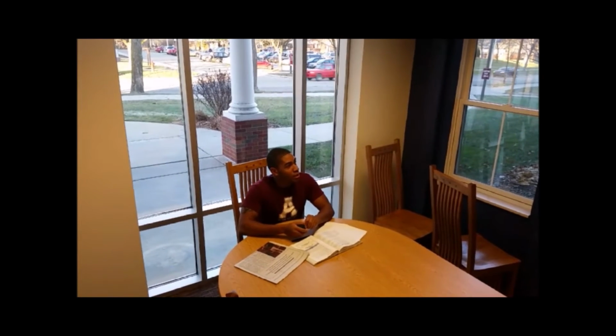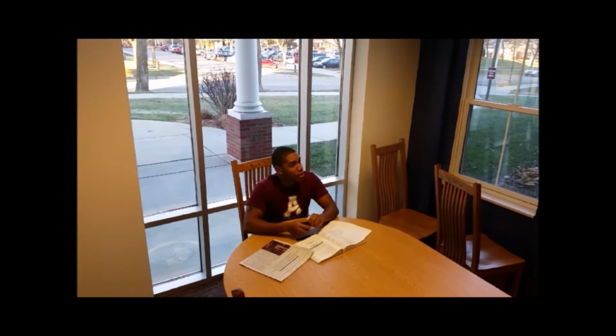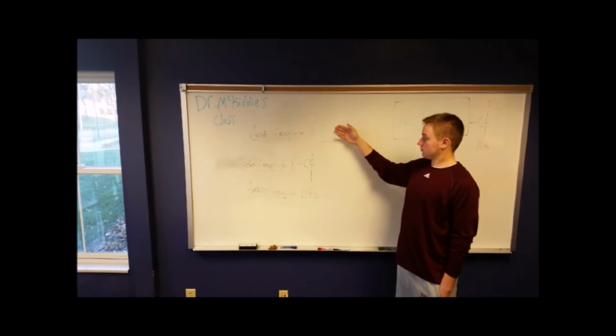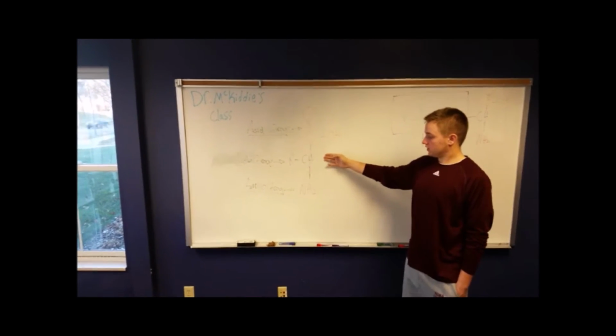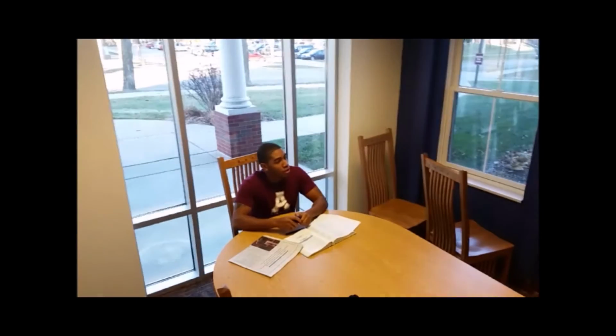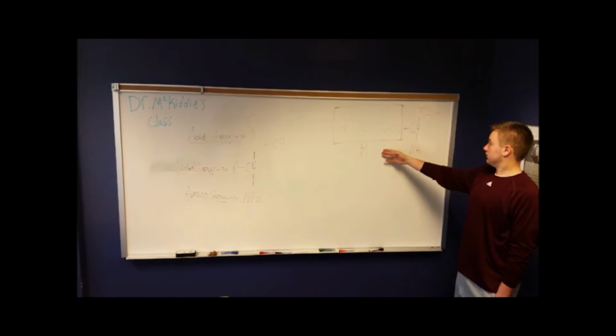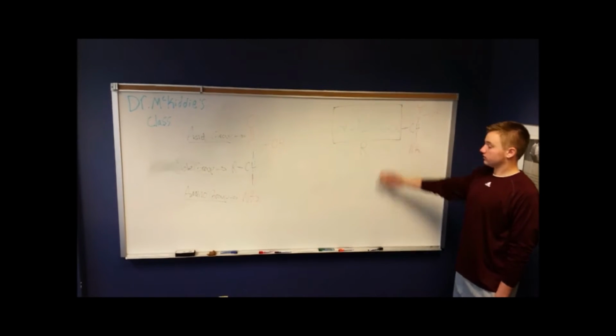So, Dr. McKiddie, what does the amino acid look like? An amino acid is going to have three groups. It's going to have an acid group, as you can see here, a side group, and an amino group. Dr. McKiddie, what does the R stand for? The R signifies a chemical group that would be present in the amino acid, as you see here.